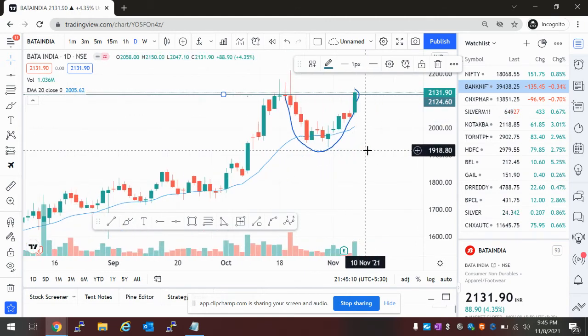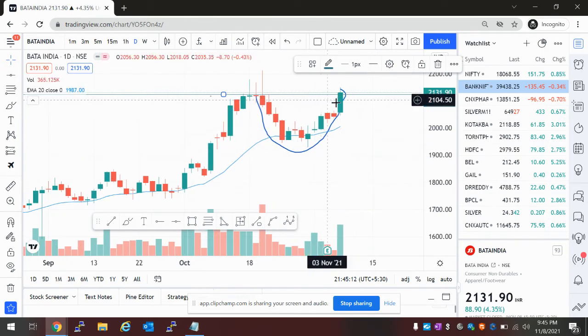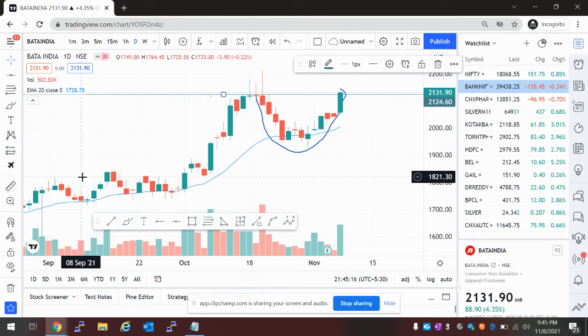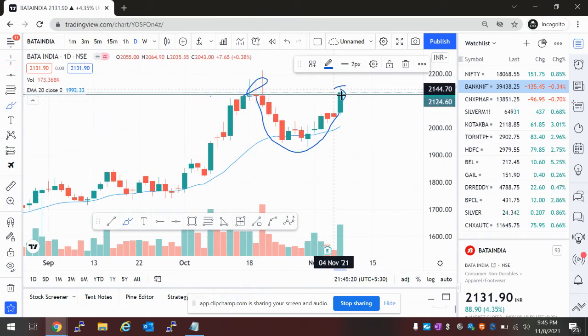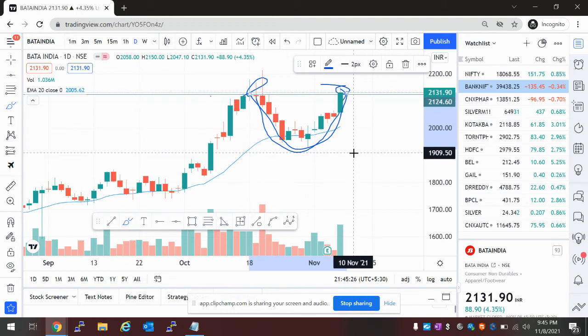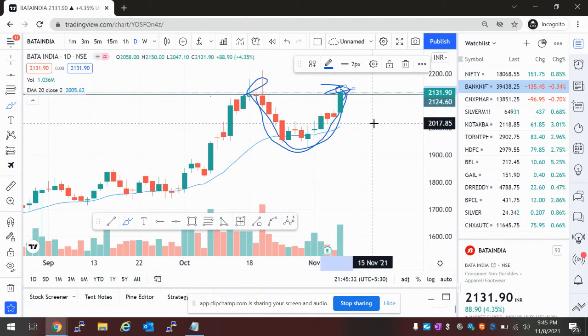We need to see how it respects these levels, because it is at an important junction. Already 2150 was one of our targets, and we achieved it. Now here we need to check how it behaves. Then we'll see whether to buy more or sell.